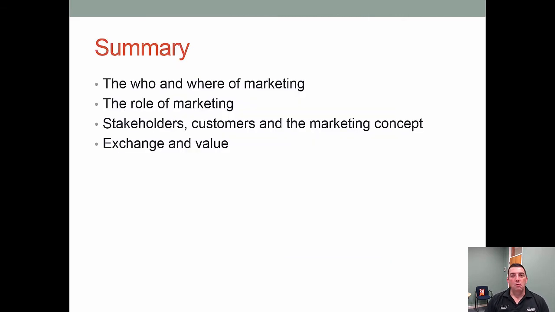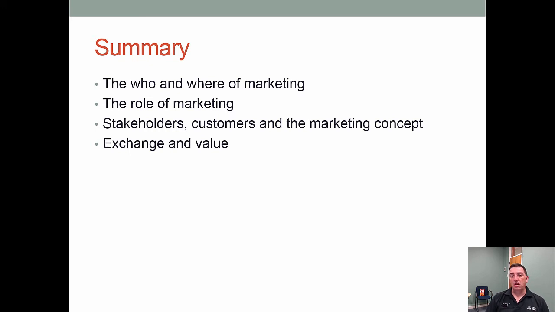So summary details for this week. We'll be looking at the who and the where of marketing. So who is a marketer? Where do we find these people? What industry do they exist in? We'll look at the role of marketing itself in both society and industry and a broader perspective of marketing. We'll consider the stakeholders, customers, and the marketing concept itself. So what role each of those have with the marketing concept.